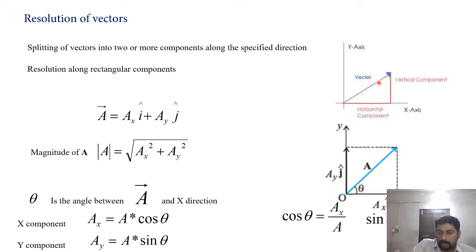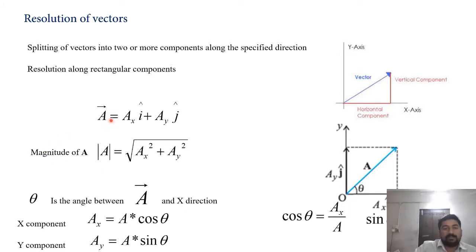So if any vector is in the xy plane, you have to resolve it along the x-axis and y-axis. If it is in the yz plane, you have to resolve it along the y-axis and z-axis. I think you got the idea of how you resolve. If it is lying between these axes, we can resolve the vector in this direction and this direction, and that is called resolution of a vector.